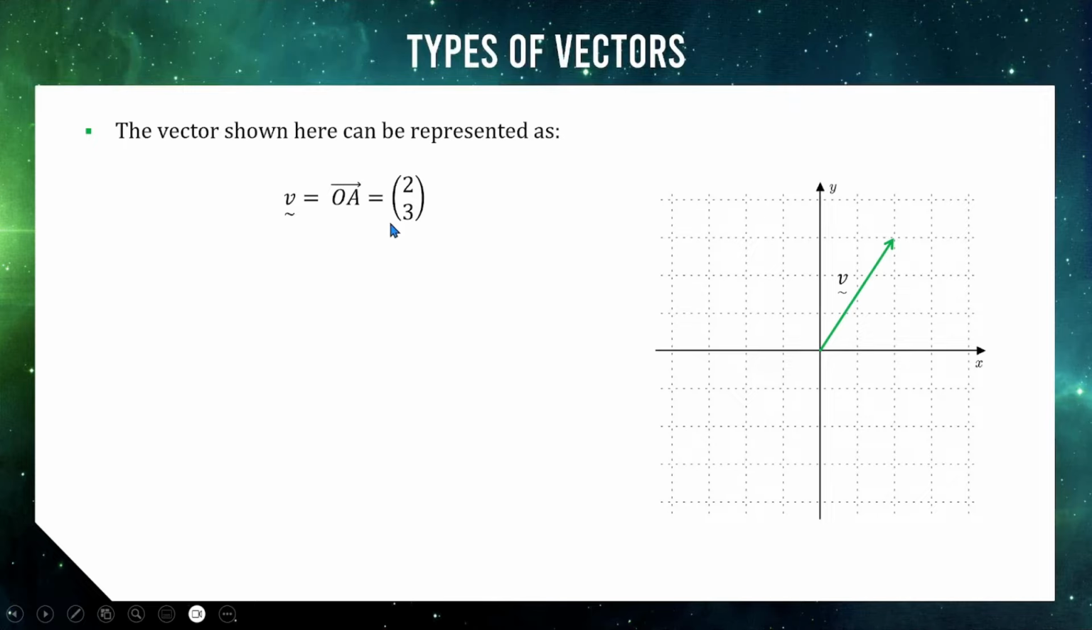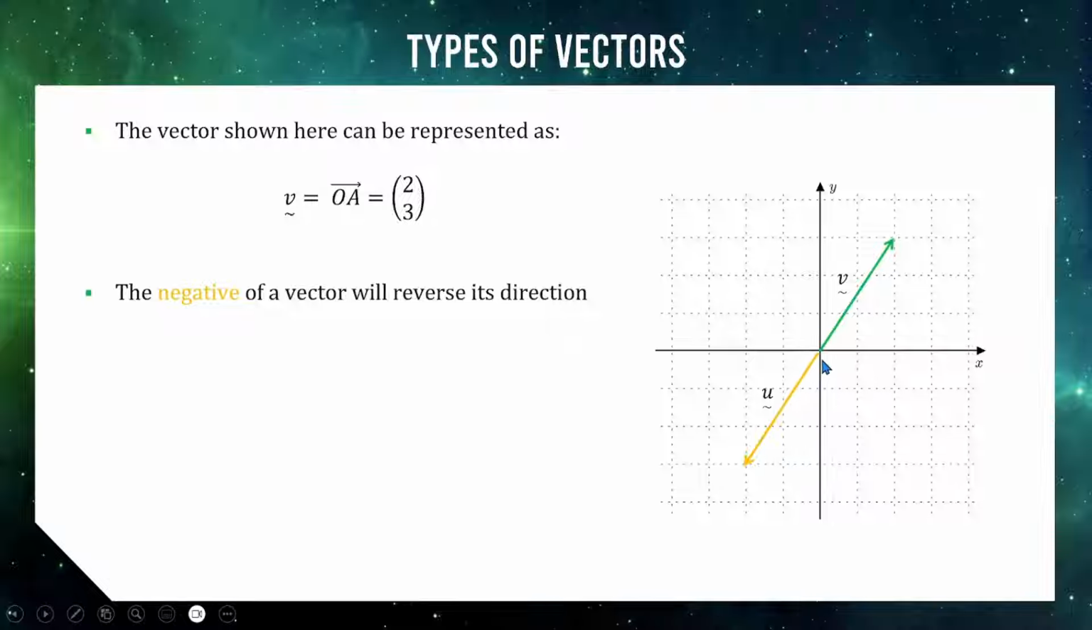Okay, back to our OA vector here, (2, 3). If we take a vector and multiply it by a negative, it's going to keep the same length, but it's going to reverse the direction. So if this is OA, (2, 3), as shown before, if we multiply that by -1, we get the same length, but we turn around and have the opposite direction.